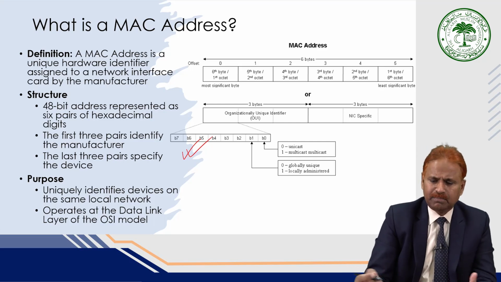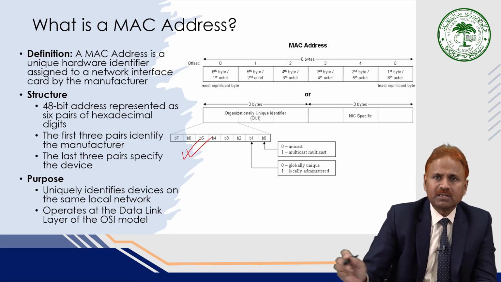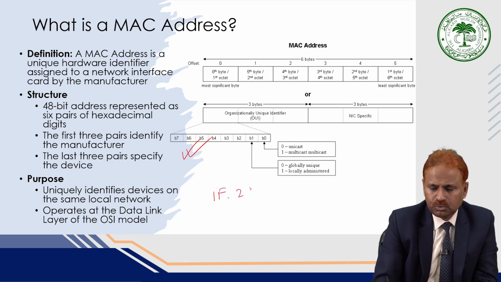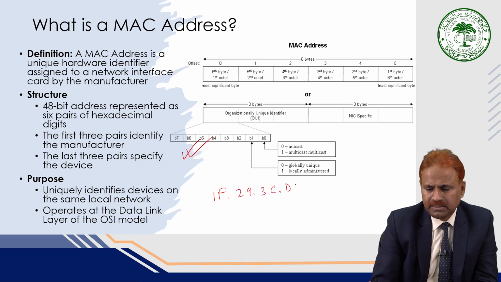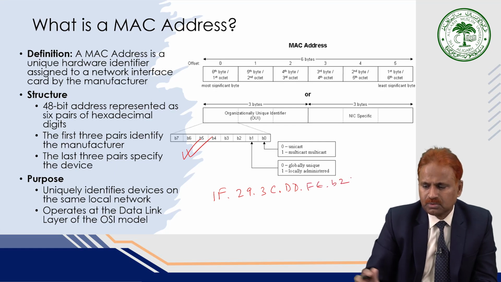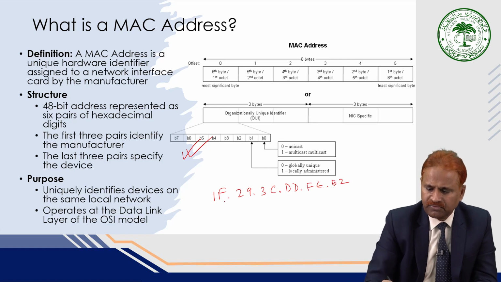So any number like that, depending on the address, will be there. It will look like this: 1F, 29, 3C, DF, 6B, 2, like that. So all are possible, all are valid.